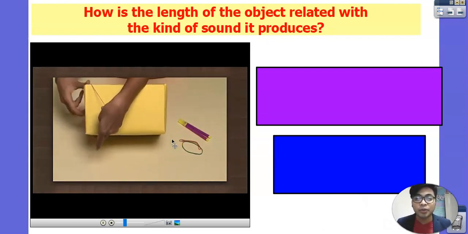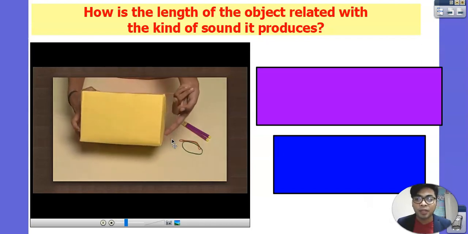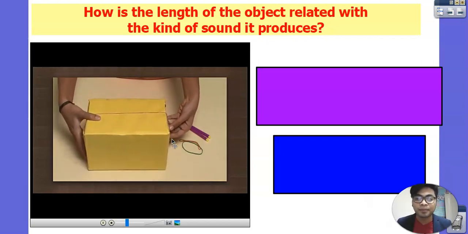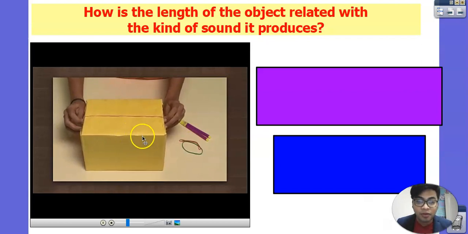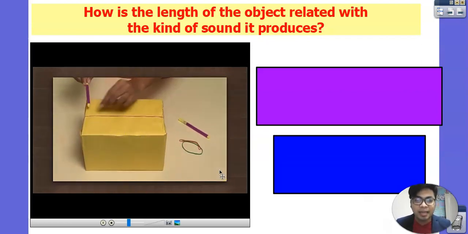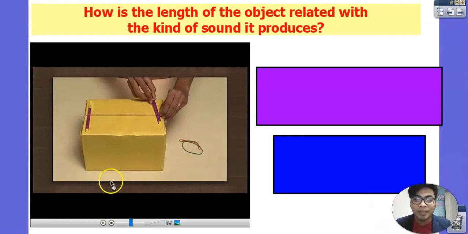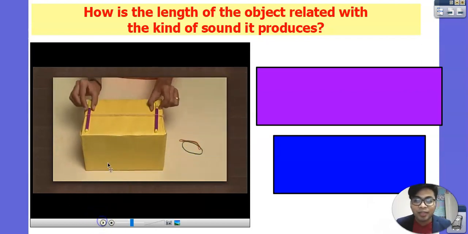So we're just going to wrap or put the rubber band around the box over here. We're gonna be needing this pen, and we're gonna put this here. This one will represent the length. So this one tends to have a longer length, and we're gonna adjust this one to show you a shorter length. Alright? So let's take a look.